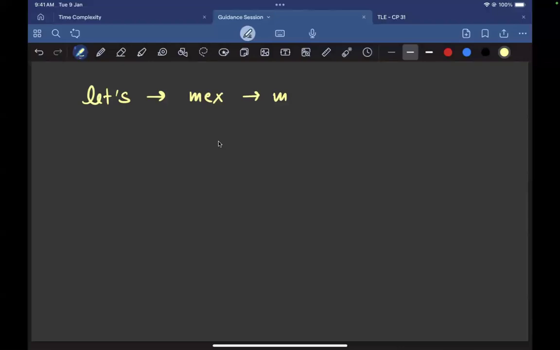That means m is not visible. Agreed, Dhruv? If m is not visible, that means 0, 1, 2, 3, 4, 5, so until mx minus 1 should be visible in the array. Yes, should be visible in the array. Now my question is, how many times should they be visible in the array?